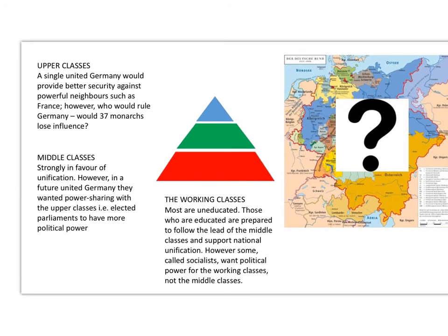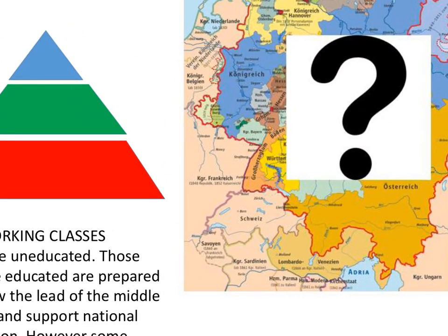Well, looking at the pyramid, there's our social pyramid at the beginning. Let's start with the upper classes. If you're an upper class German, and there are 38 different monarchs, what are the pros and cons of having a united Germany? Well, the pros are a single united Germany would be a much more powerful country than having 38 separate small Germanys.